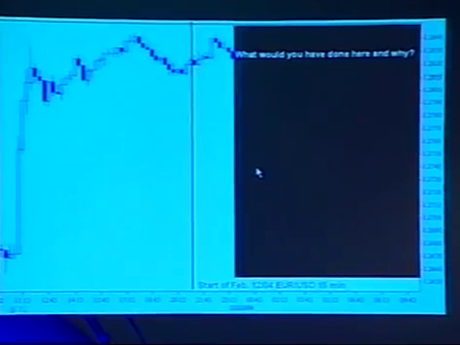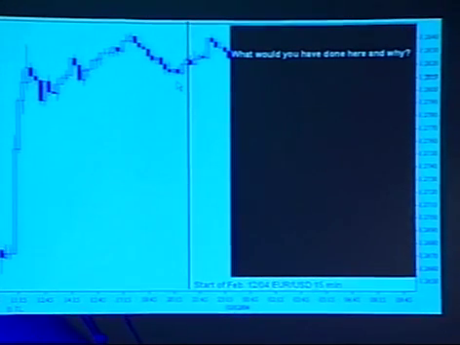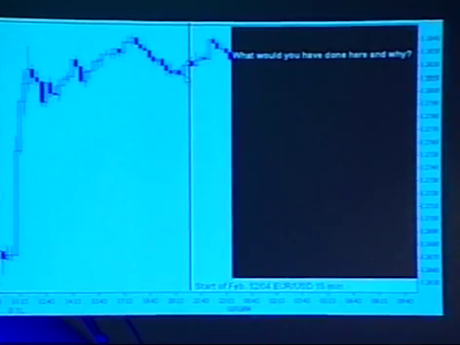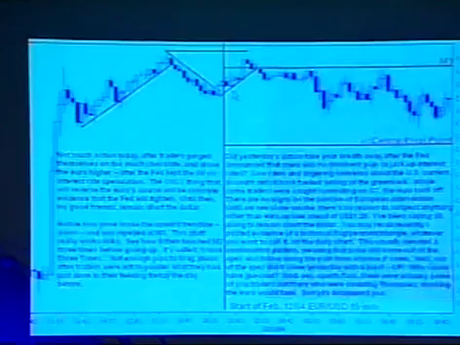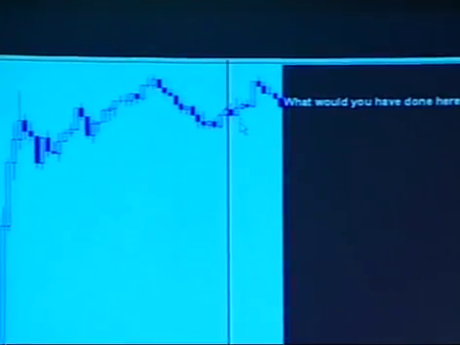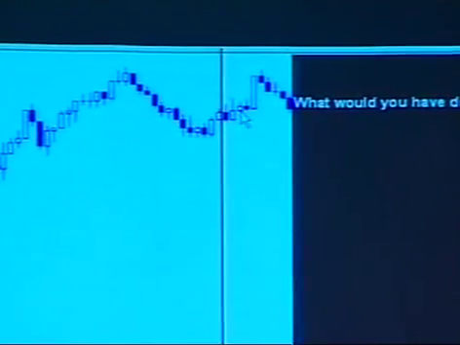What would you have done here? Go short, double top. Got a trend line break there, right in here.